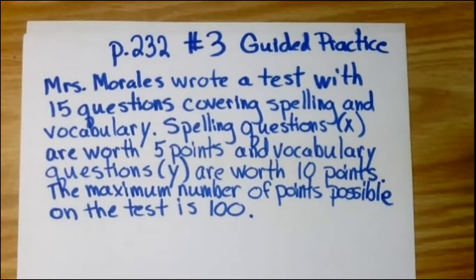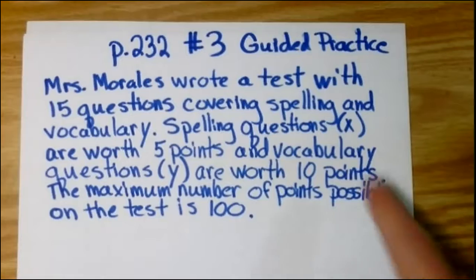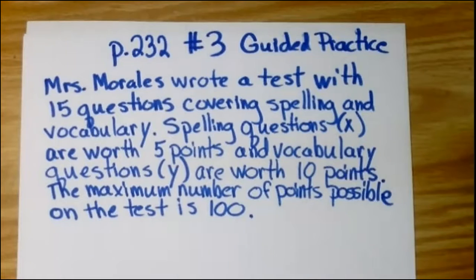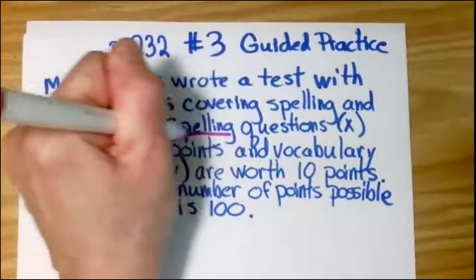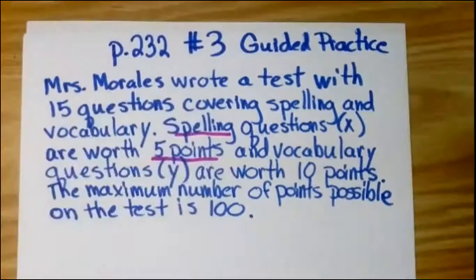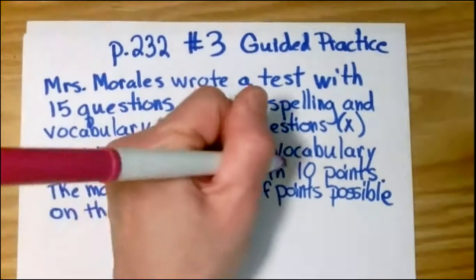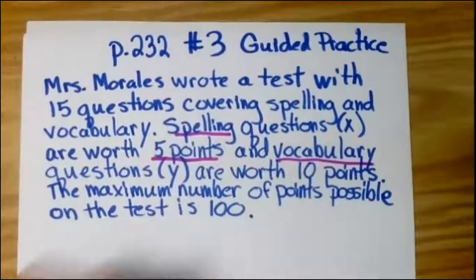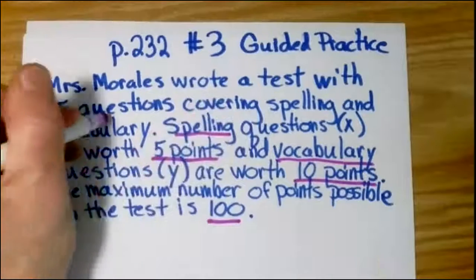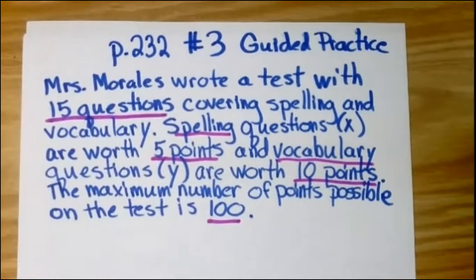So again, we're going to start by underlining all these important numbers. And they're telling us what X and Y are to represent. So the spelling questions are worth 5 points. The vocabulary questions are worth 10 points. The maximum number of points possible is 100. And there's another part right up here. There's 15 questions on the test, combined with spelling and vocabulary.